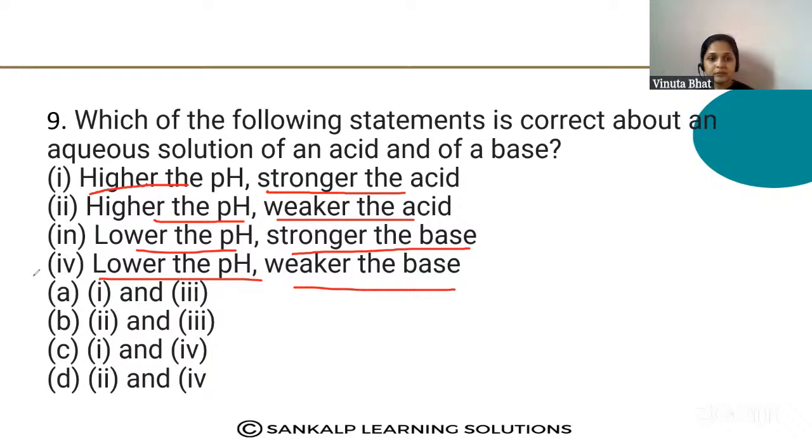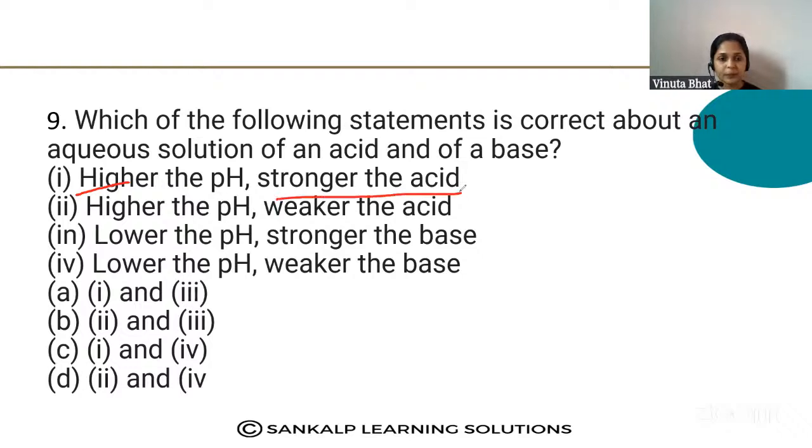Okay. Here, higher pH, strong acid. Higher pH means the pH value is 6 or 5 or more than 7, then it is not a strong acid. Higher the pH, that is a weak acid, so one is wrong. Higher the pH, weaker the acid. Yes, when the pH is 6, that is near to 7, so that acid is a weak acid. So two is correct.